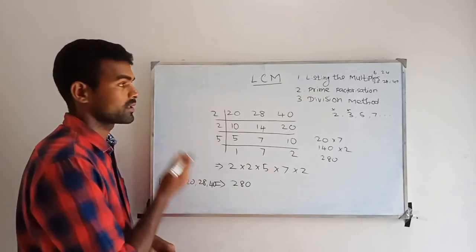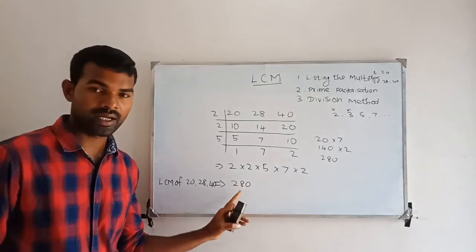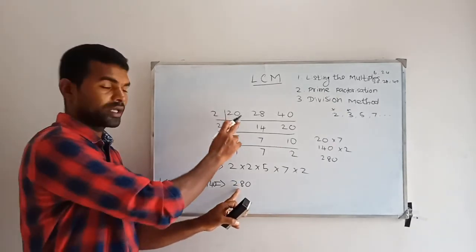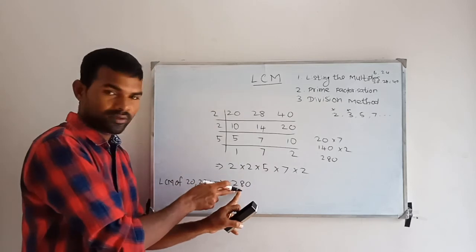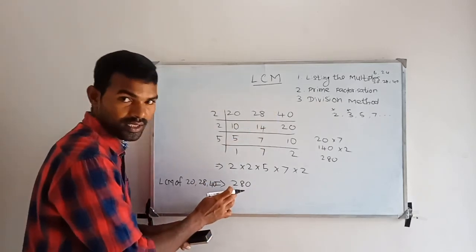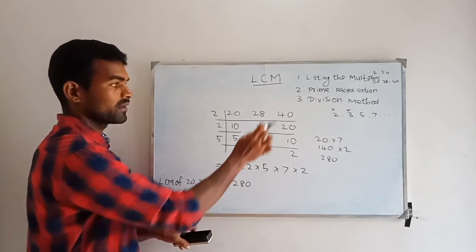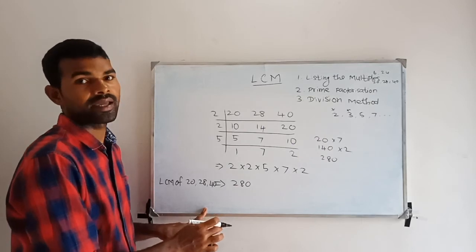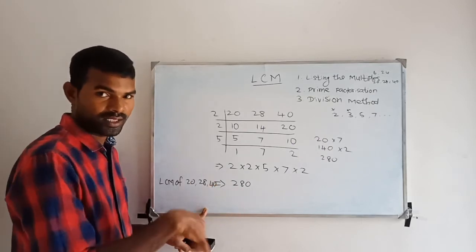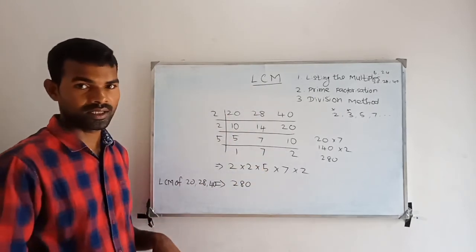This is the answer. So we saw about the LCM. This number 280 can be divided exactly by 20, and by 28, and by 40. This is the least number. This number can be divided by 20 exactly, 28 exactly, 40 exactly. That is the LCM, the least number.